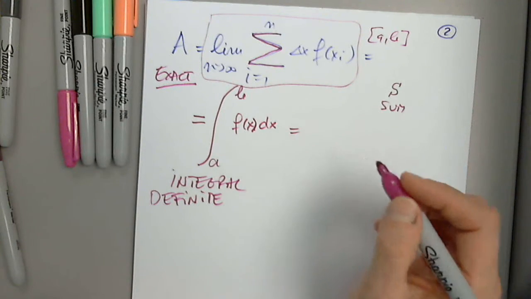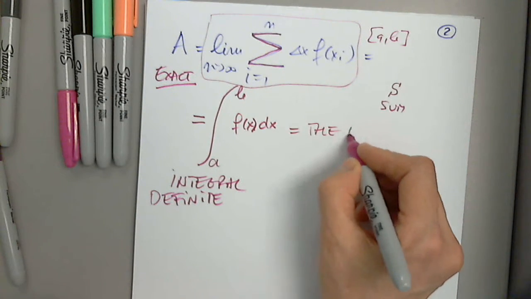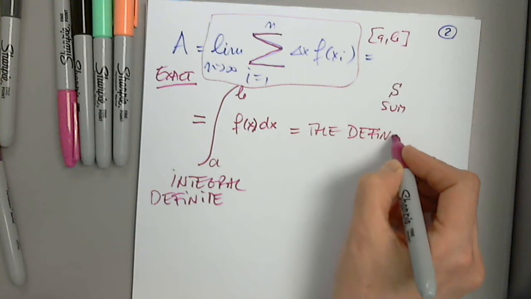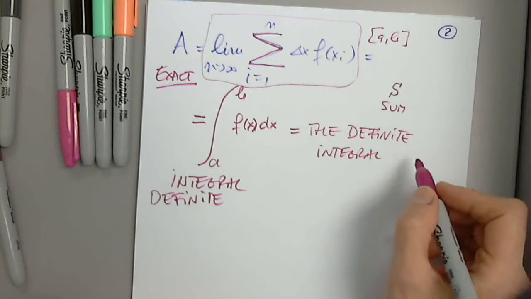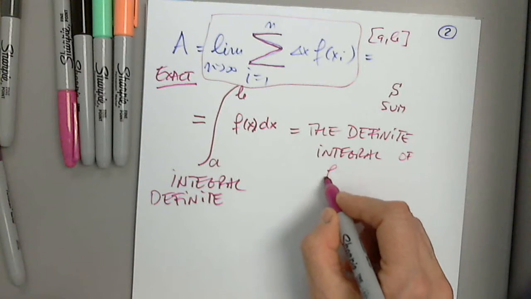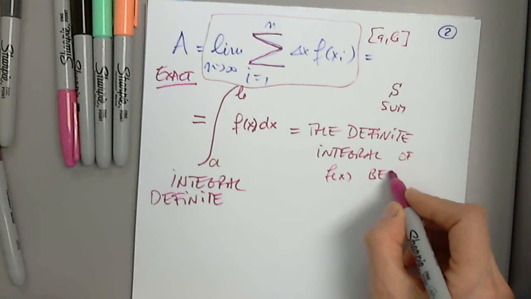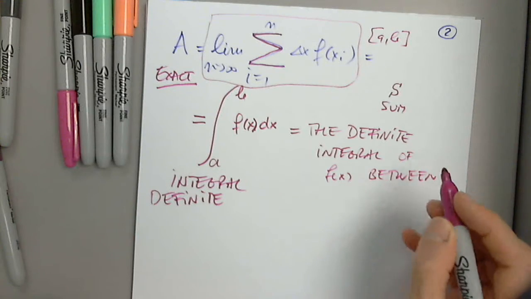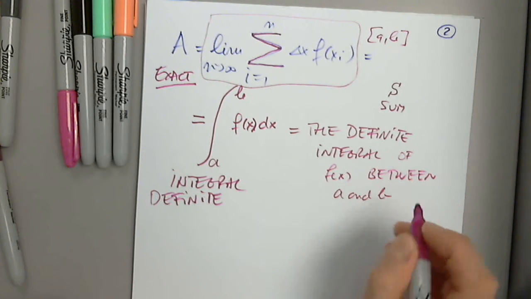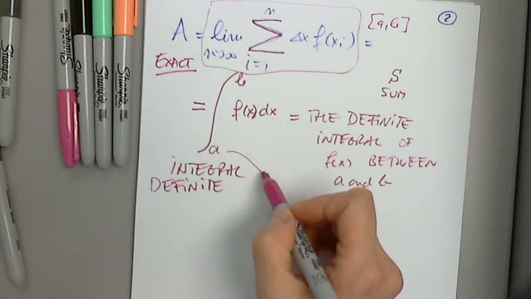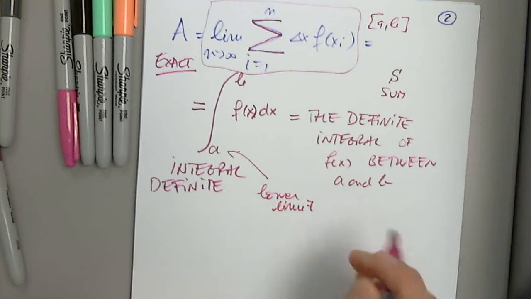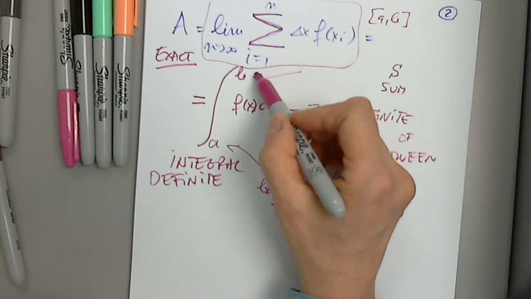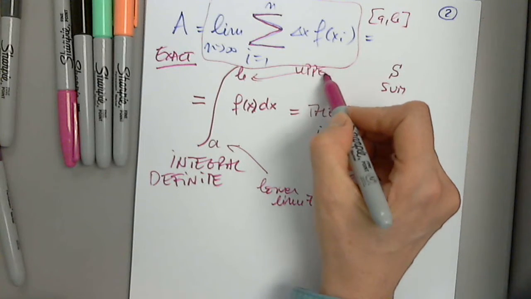One more time, how do we read this? The definite integral of f of x between a and b. Of course, a is considered the lower limit. What is b considered? Upper limit.